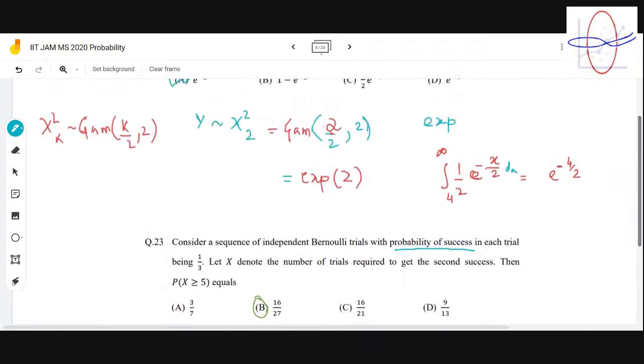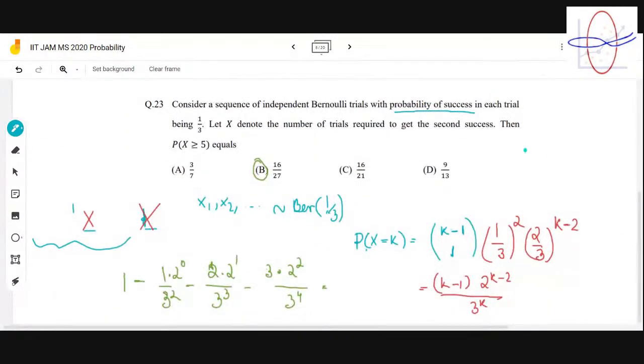Okay, let's do this problem. Consider a sequence of independent Bernoulli trials with probability of success in each trial being 1/3. Let X be the number of trials to get the second success, and we need the probability of X greater than or equal to 5. You can understand it from here. This is a negative binomial problem. If there was only one success, it was a geometric problem. If it was two successes or more than one success, it's a sum of geometrics, which is negative binomial. And therefore we need to find this, but this is actually looking like a negative binomial.